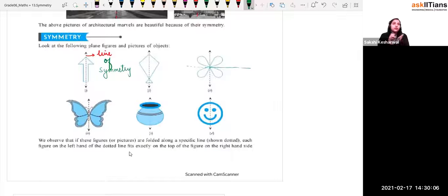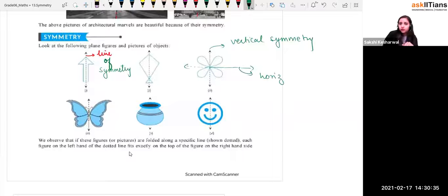Like you see the figures, you see in how many ways you can fold the paper and get the same thing. In that way we say that it has that many lines of symmetry. Lines of symmetry can be in a vertical way, a horizontal way, or a diagonal way, right? So this one is said to be vertical symmetry, and this one, if you draw it, is said to be horizontal symmetry, right?